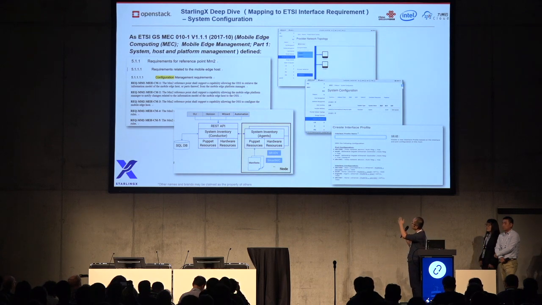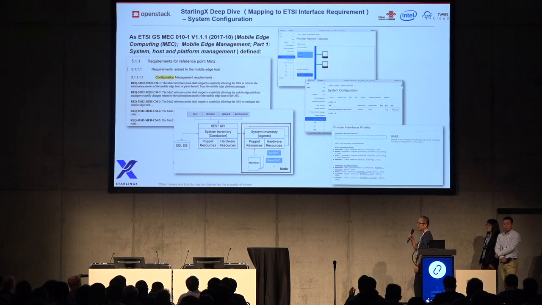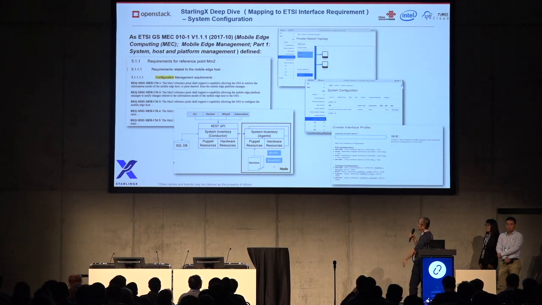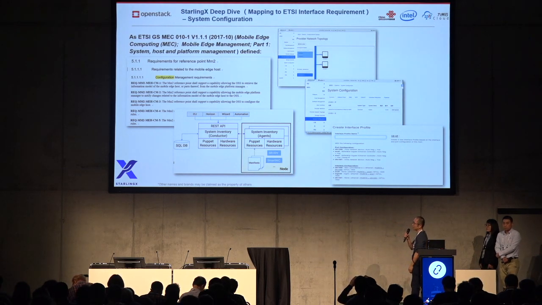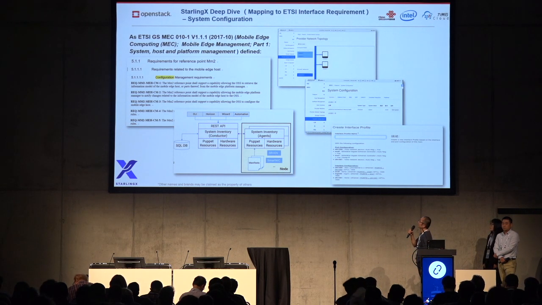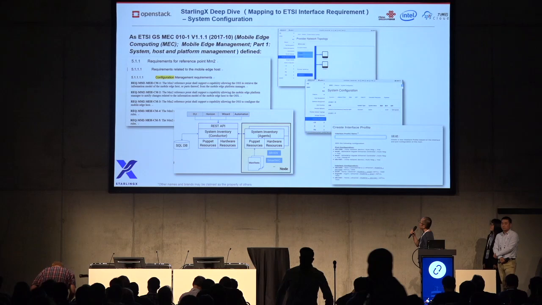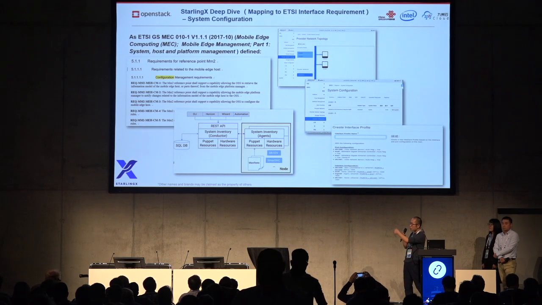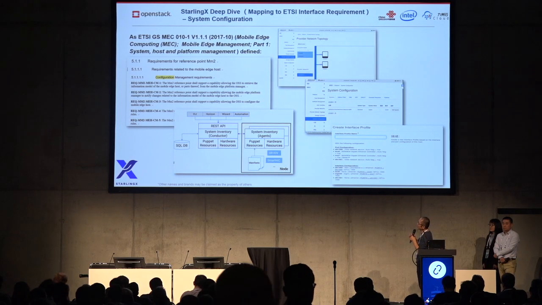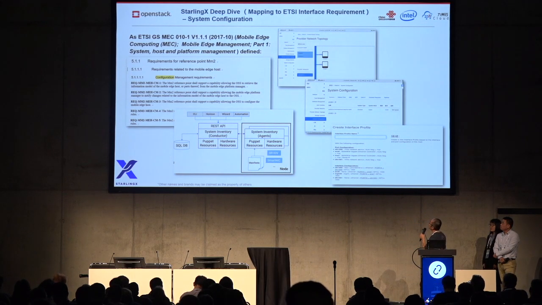The left part is the spec pieces from the ETSI MEC, and the bottom left picture is the architecture of the StarlingX project for the advanced system configuration features. Maybe the time is limited, so I will not go through all the details of the design and architecture.